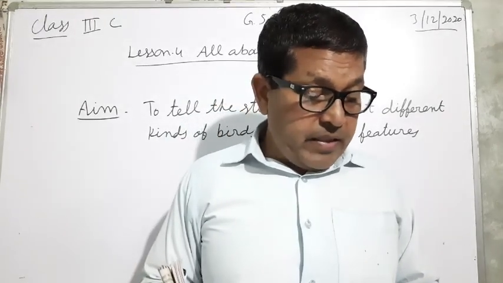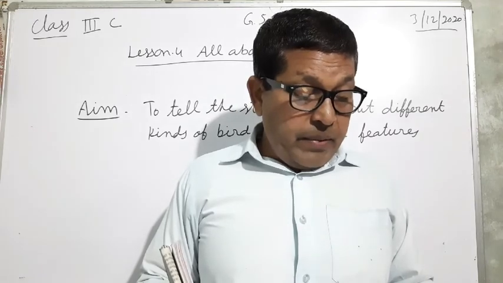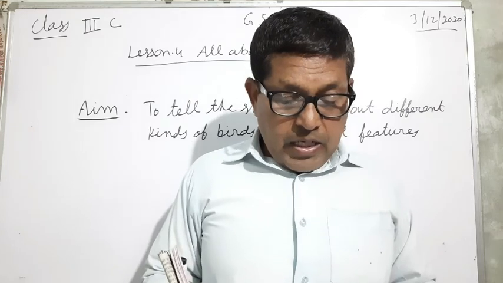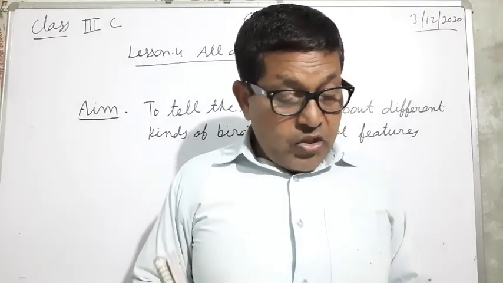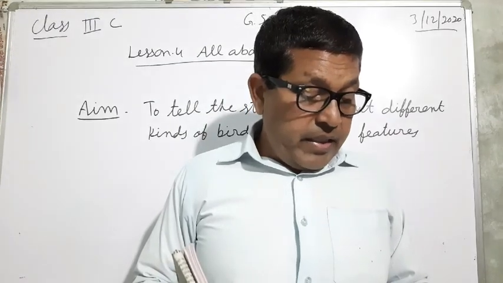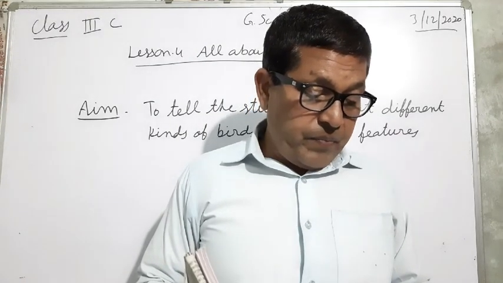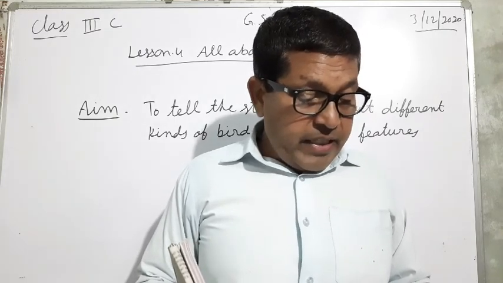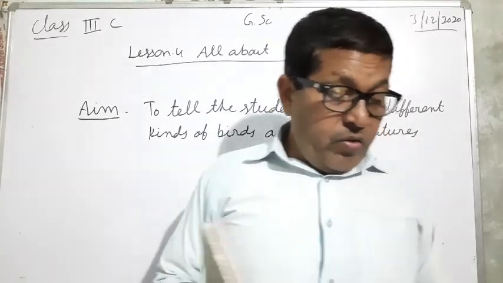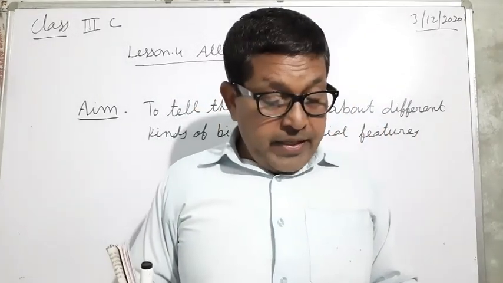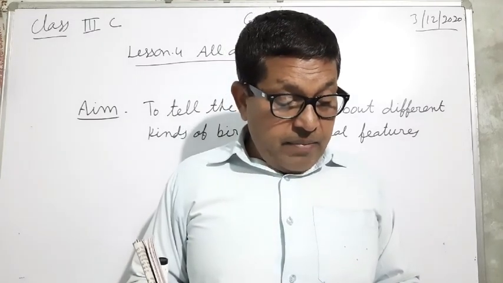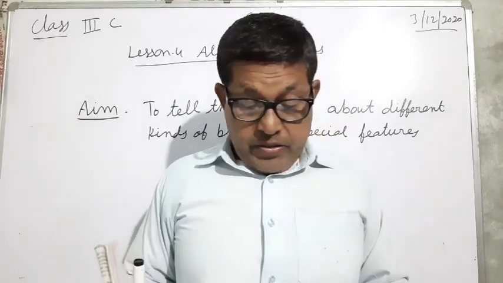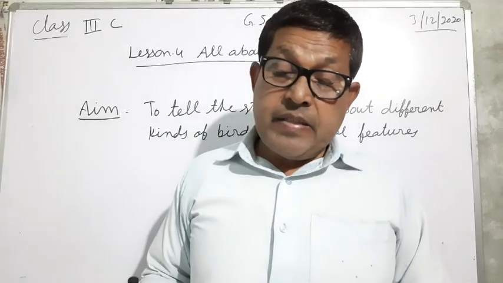Number one is flight feathers. Flight feathers are found on the wings and tail of the bird. They are strong and stiff. They help the birds fly. Next one, down feathers are soft and short. They keep the body warm. And body feathers cover the whole body of a bird. They give shape to the body. So these are the different feathers.